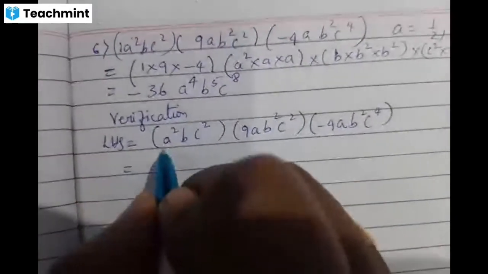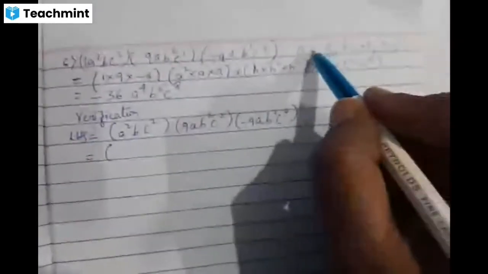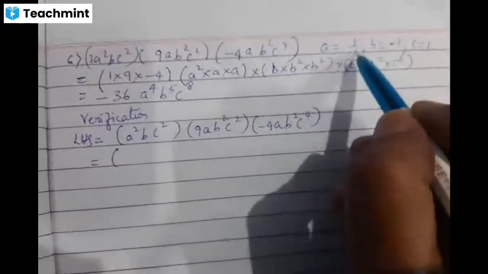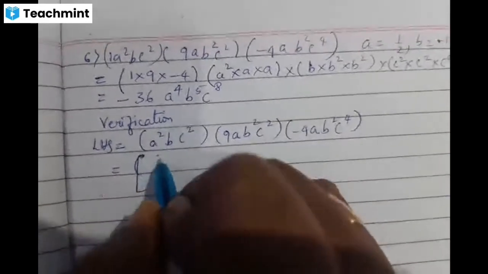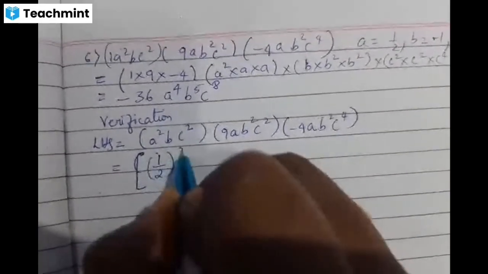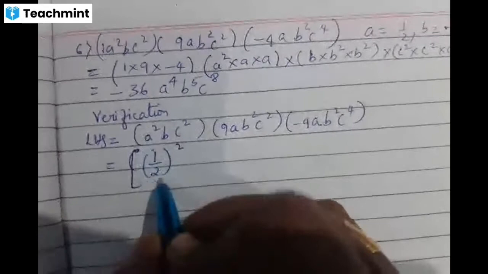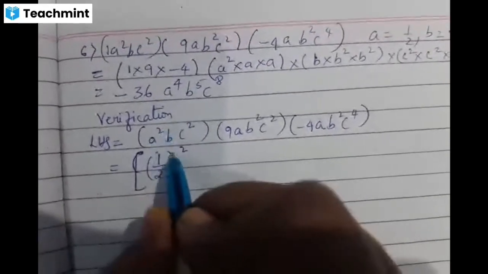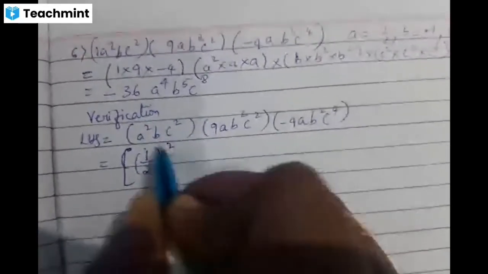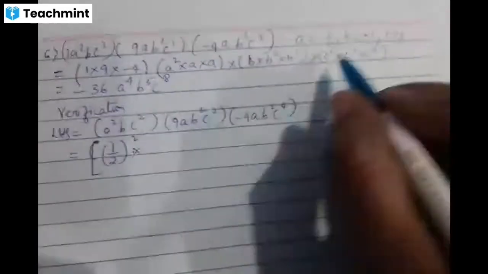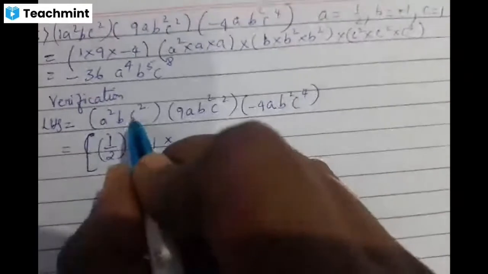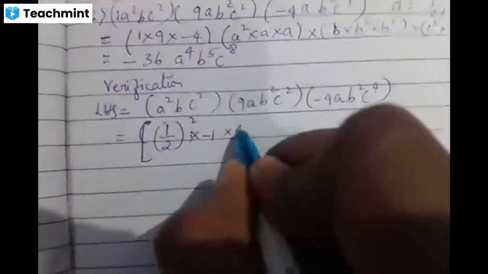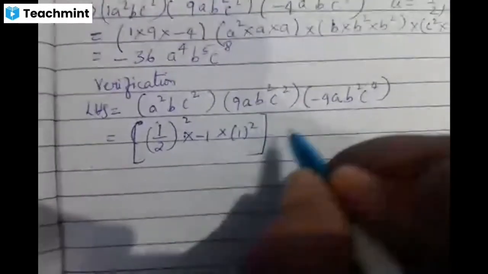Now in place of a, we have got the values of a, b and c, children. A is 1 by 2. So use big brackets. A is replaced by (1 by 2) square. See, the value of a is given as 1 by 2, and square is there. Use the brackets and write square. What is the value of b here? B is minus 1. And what is the value of c? C is given here as 1. So 1 square. Close the brackets.